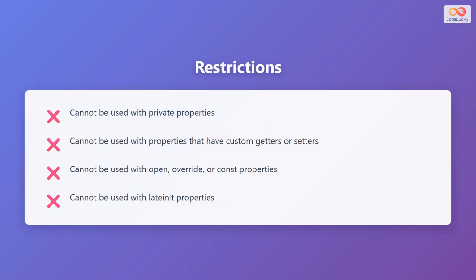JvmField has several important restrictions you need to be aware of. First, it cannot be used with private properties since fields need to be accessible. Second, it cannot be used with properties that have custom getters or setters. Third, it cannot be applied to open, override, or const properties. Finally, it cannot be used with lateinit properties. These restrictions ensure type safety and maintain the integrity of Kotlin's property system.